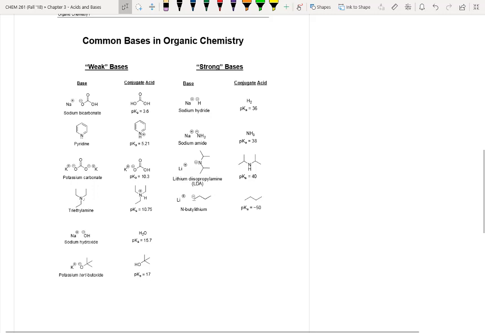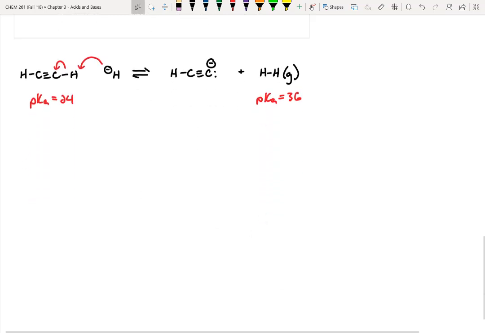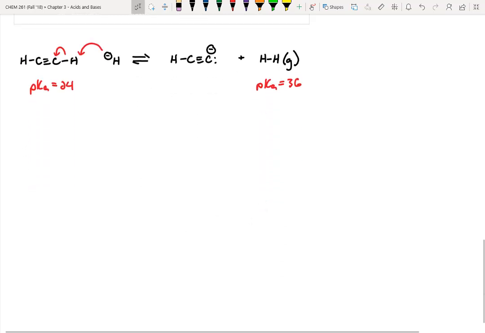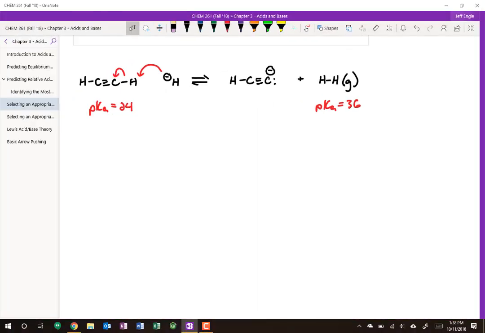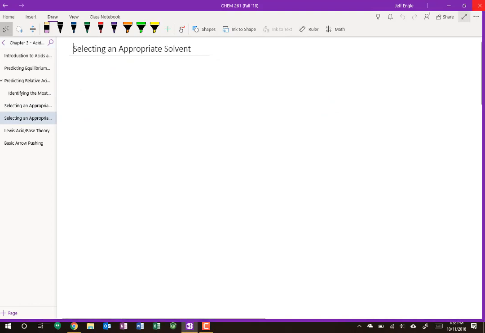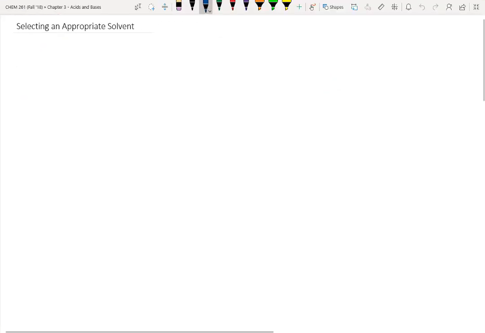All right. If you notice too, I've classified these by weak bases and strong bases. In general, the term weak and strong is a nebulous gray area. This is something we have to be very aware of as chemists. We have to use pKa values as much as possible if we want to be precise. All right, so we saw an example yesterday, but what we need to do today is switch gears, and we're going to look at the solvent systems that we're going to be using. So selecting an appropriate solvent for an acid-base reaction.